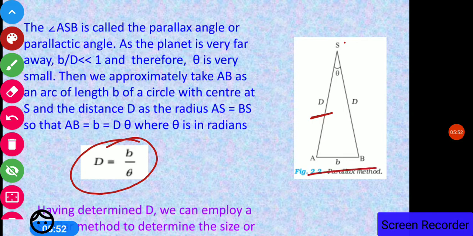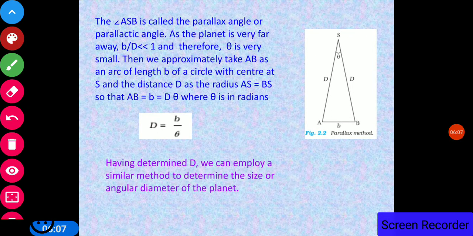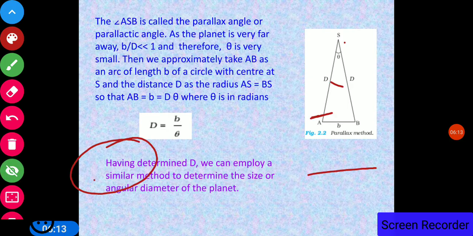B is the distance between the observatories, which we can measure easily, and theta is the angle which we are measuring with the help of the observatories. So the distance of the planet can be found easily by using this method. Having determined d, we can employ a similar method to determine the size or angular diameter of the planet.